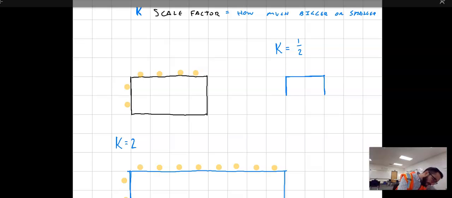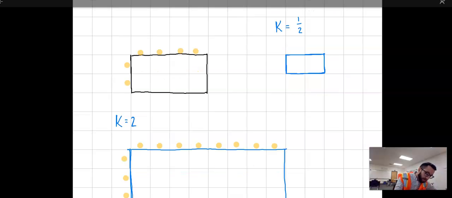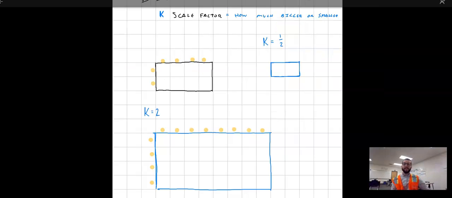So again, it stays proportional. The rectangles all look the same, but proportionally they're different sizes. One got half the size, and one was twice the size, because that was the scale factor.